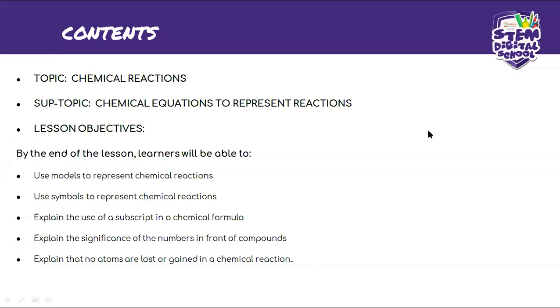By the end of the lesson, you should be able to use models to represent chemical reactions, use symbols to represent chemical reactions, explain the use of a subscript in a chemical formula, and also explain the significance of the numbers in front of compounds. Explain that no atoms are lost or gained in a chemical reaction. All right, so let's get going.